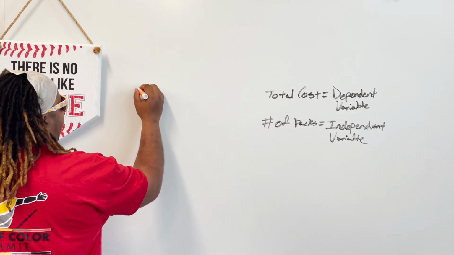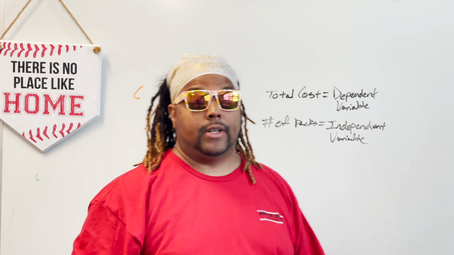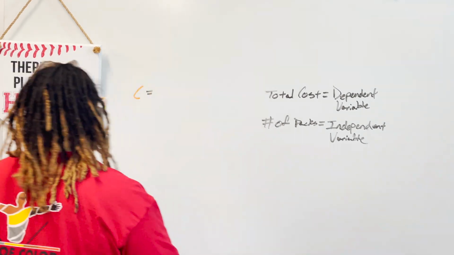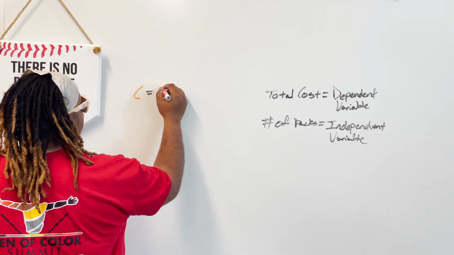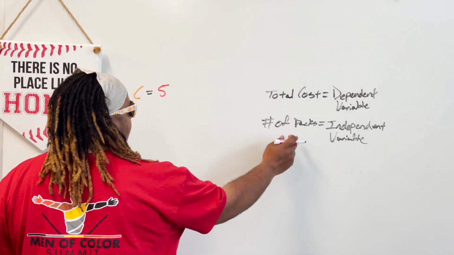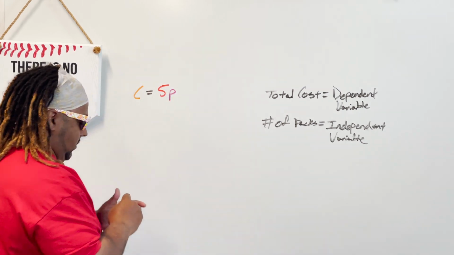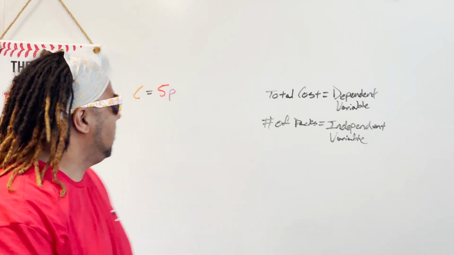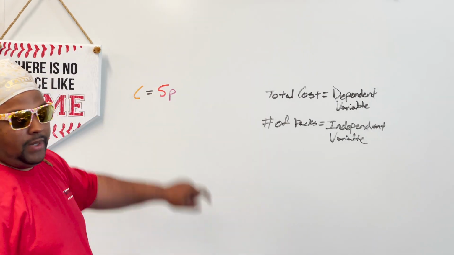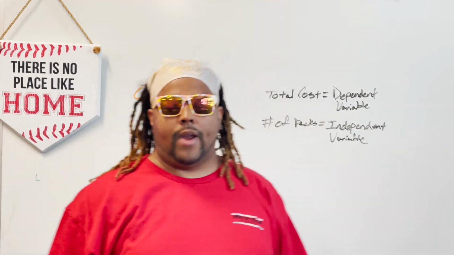So if I have my cost, we'll make C represent our dependent variable. Our cost equals, and let's say packs are $5 each. And then we'll write P for Pokemon packs. So the cost equals 5 times P. $5 per pack, right? $5 is our unit rate, basically.